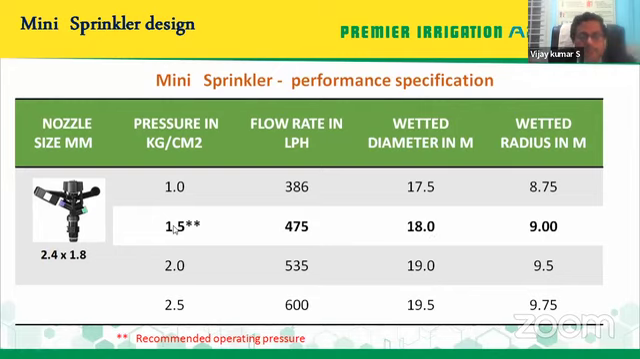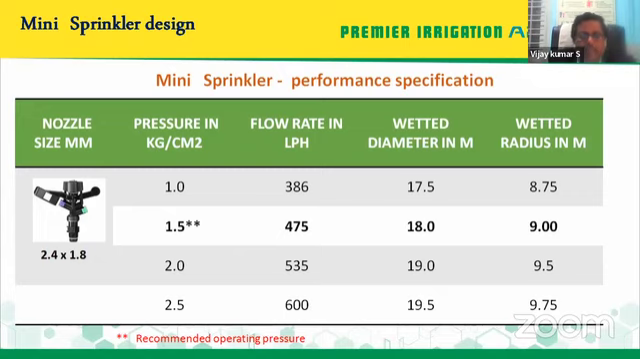Then this is the recommended operating pressure. You can increase the pressure if you have a bigger size pump. The advantage is, as you increase the pressure, it will also cover a larger radius. So this is the range. It starts from 17.5 right up to 19.5. But for the design sake, we generally take 1.5 because in many places the farmers don't have that much pressure.